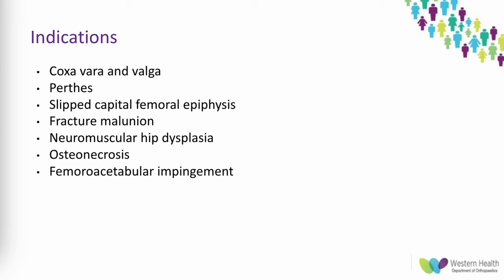These are some of the indications, so it could be a deformity such as coxa vara or valga, Perthes disease, a slipped capital femoral epiphysis, fracture malunion, a neuromuscular hip dysplasia, osteonecrosis, or in some cases femoral acetabular impingement.